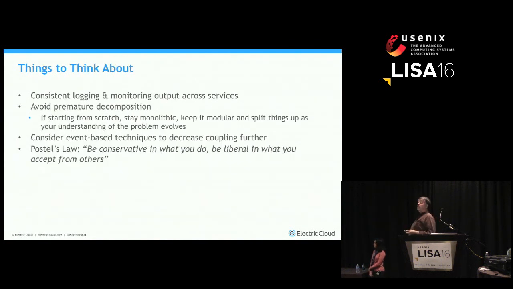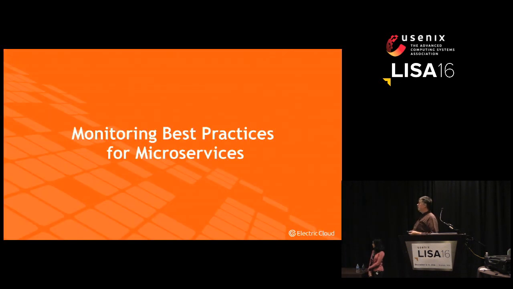Consistent logging and monitoring is really, really important. We're going to talk a bit about that. Avoid premature decomposition. I think I covered that already. Event-based techniques, sending events instead of having RPC-like mechanisms, is very powerful and helps you scale and all kinds of good things come out of that. So look into those things. And then in terms of inputs and outputs, be conservative in what you do and liberal in what you accept from others. That way your services are going to be more loosely coupled from each other as they evolve, which is always a good thing.